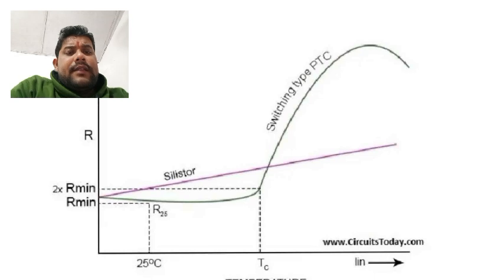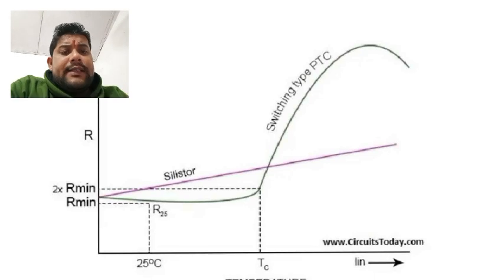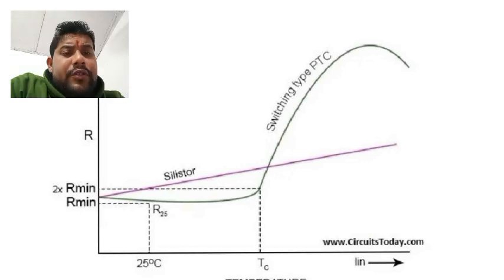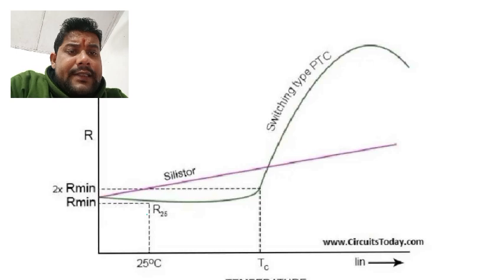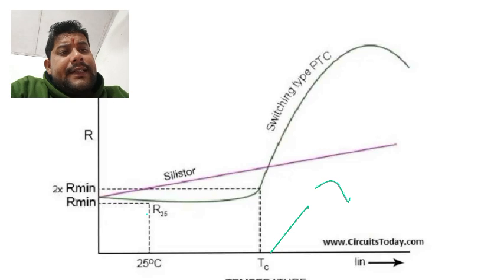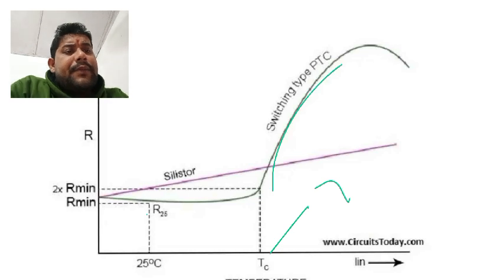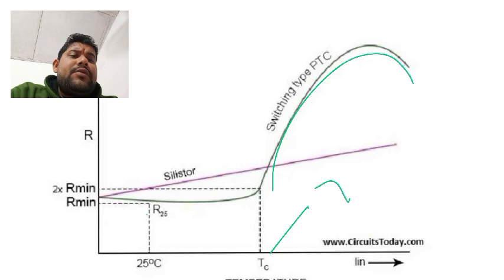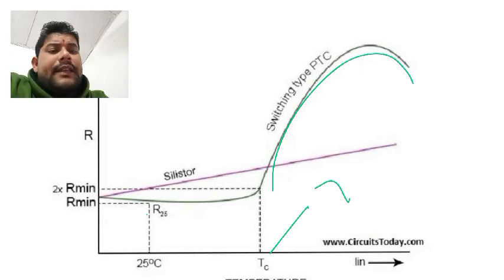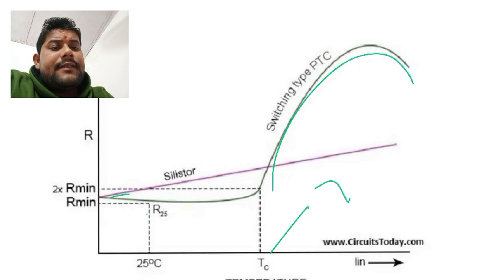This is a thermistor. This is 825 degrees Celsius. In the Celestor type, as temperature increases slightly, resistance decreases up to a certain point. It is the critical point. At the critical point, the switching type PTC moves like this. And in the Celestor, the resistance increases slowly.